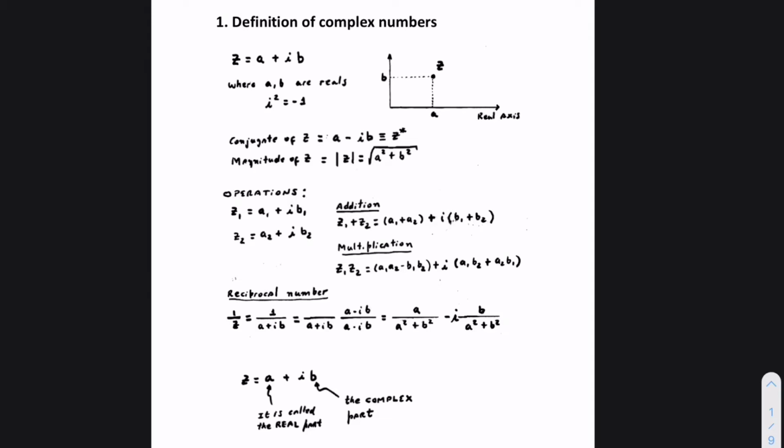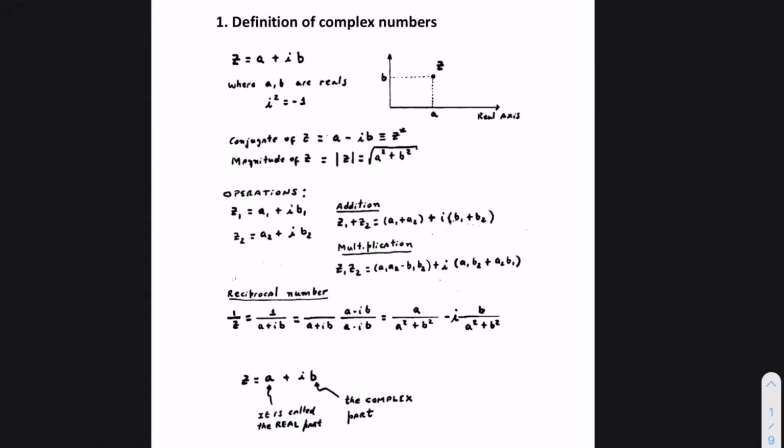Now, how do we define complex numbers? If z is a complex number, then we define z to be of the form a plus ib, where both a and b are real numbers. And we define i in such a way that i squared is equal to minus 1.